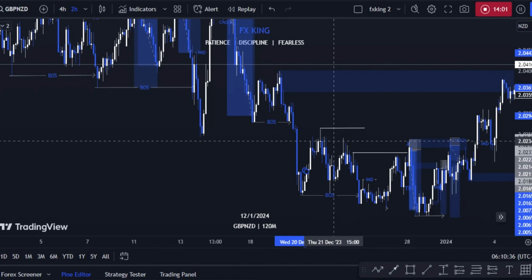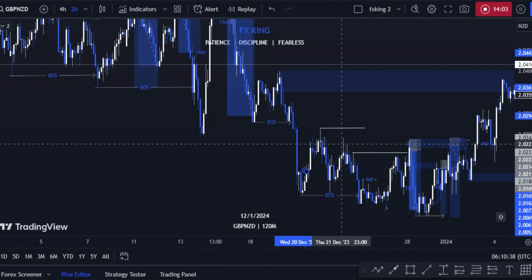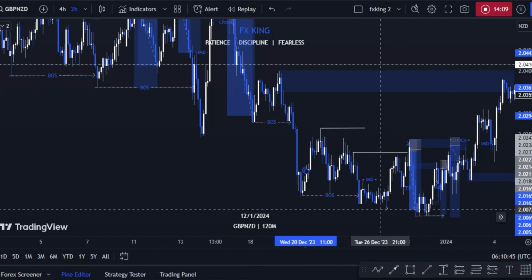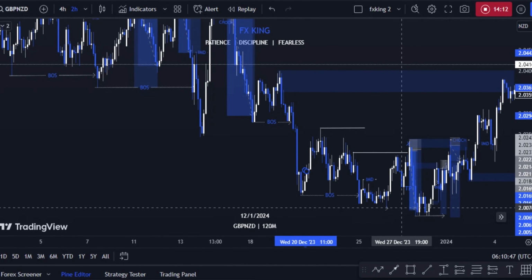We look for a point of interest up here. The wick of this candle was our point of interest in a smaller time frame. We ended up selling and targeting this low. We hit our take profit.